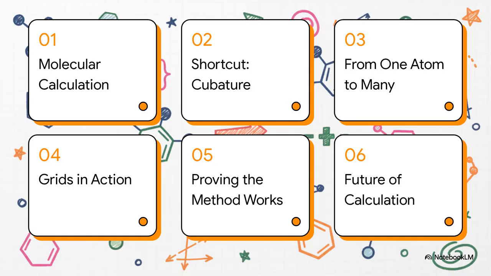Okay, so here's our roadmap. First, we're going to look at why this is such a tough problem to begin with. Then, we'll get into this awesome shortcut called cubature. We'll see how it goes from just one atom to a whole molecule, and we'll even get to see what these things look like. After that, we'll touch on the proof that this whole thing actually works, and we'll wrap up by looking at what's next for this big idea.